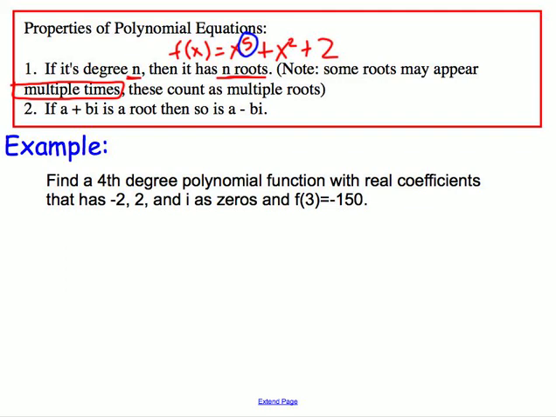When we're writing a rule or trying to factor, we want to make sure we have the right number of roots based on the degree. The second fact that's good to know is the following about imaginary roots.